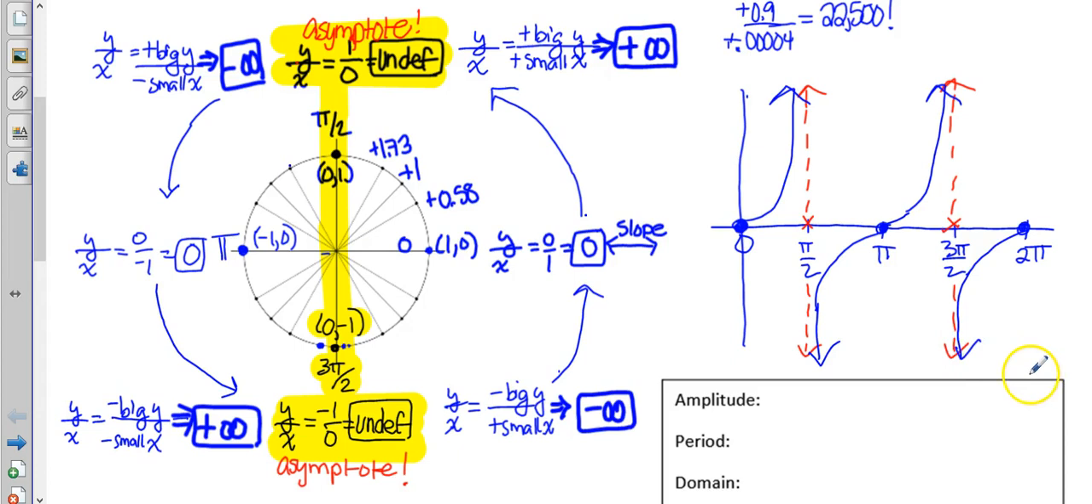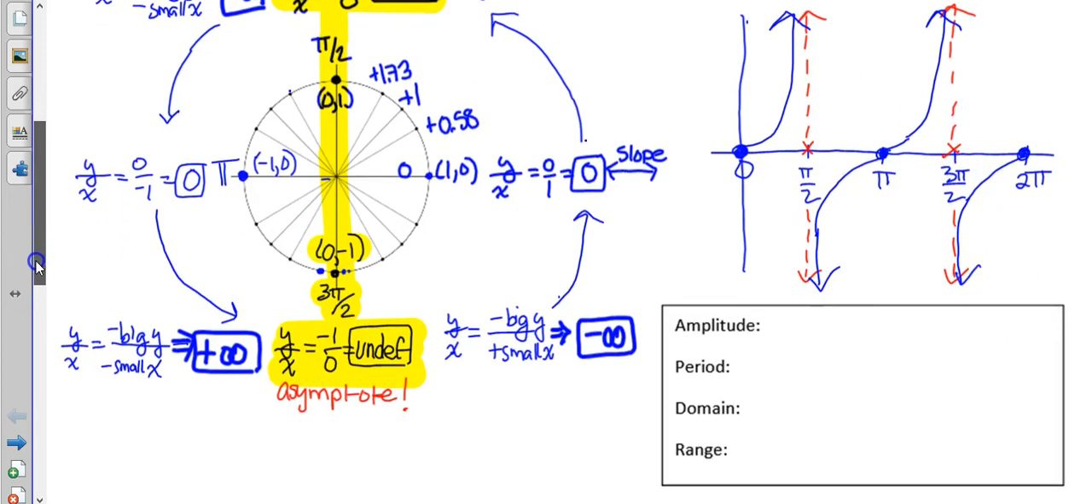We have successfully graphed tangent. Let's talk about some characteristics. Amplitude, up till this point when we were talking about sine and cosine, was half the height of the wave, but we definitely don't have a wave here. This graph is going to be approaching negative infinity, positive infinity forever and ever in both directions when we're talking about our y values, so the amplitude for tangent is undefined.